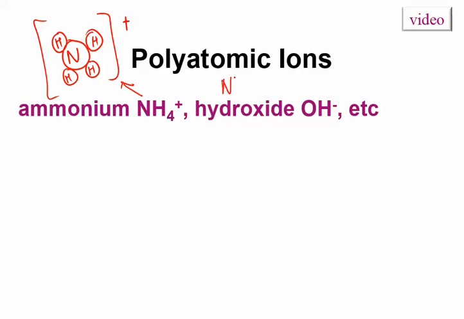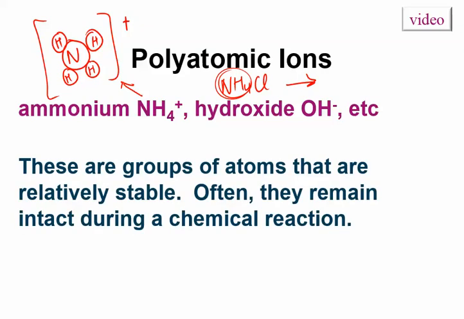When you have a reaction that includes something like ammonium chloride, when it reacts, it's very likely that that will remain intact. Not always, but often they remain together. So they're groups of atoms that are relatively stable. And again, you need to memorize some of these. They're on your Symbols to Memorize handout under Helpful Documents.